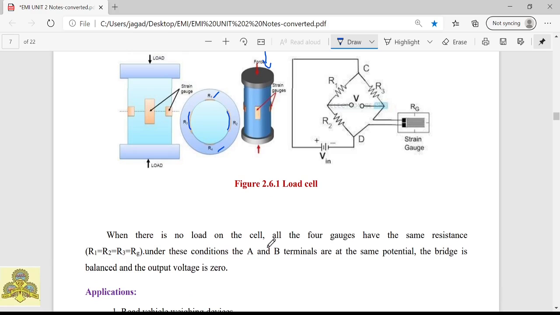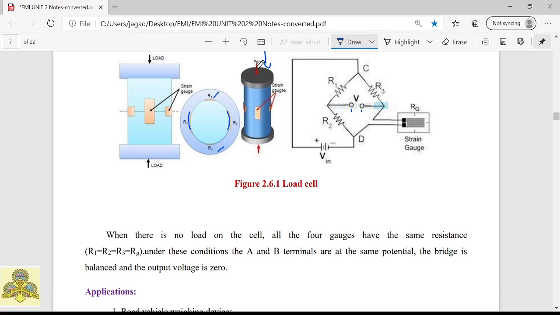So what is the state? The state is R1 equals R2 equals R3 equals RG. All four resistors are the same, equal. Hence the voltage measured at this point is 0, isn't it? That is the working principle of the Wheatstone bridge.